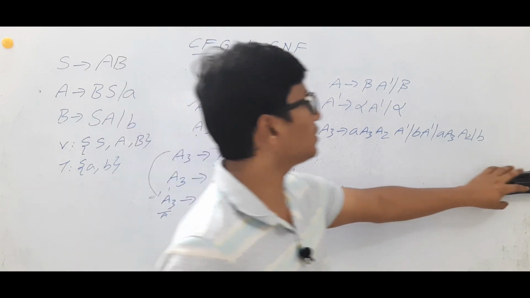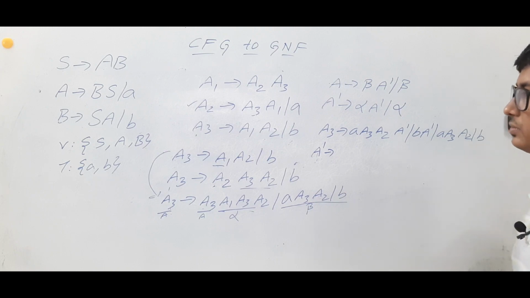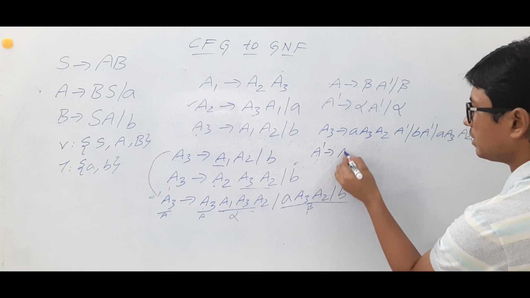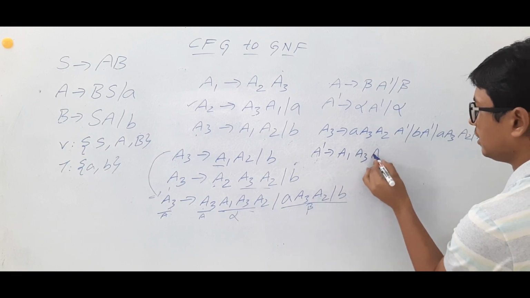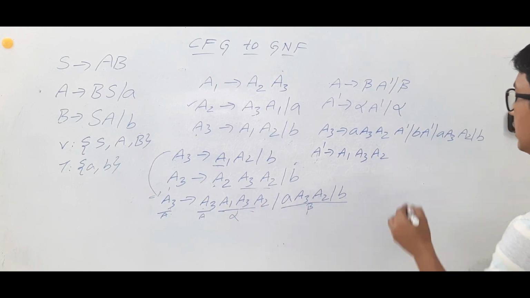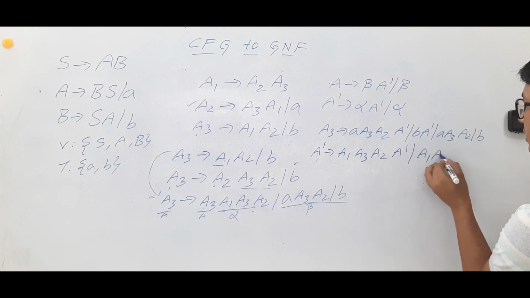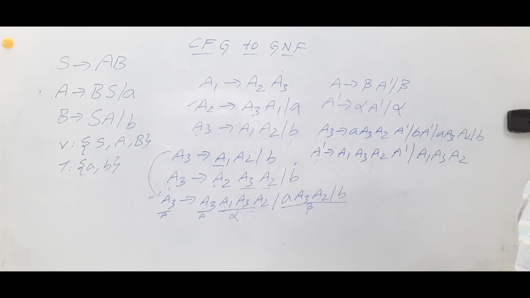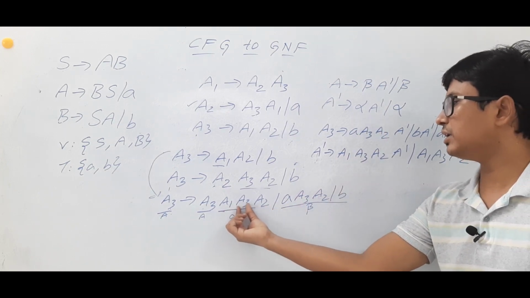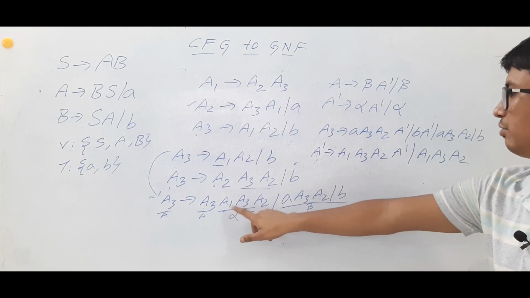Now we will see about this A dash. A dash determines alpha. What is my alpha? A1, A3, A2. Then my alpha is A1, A3, A2, A dash, or alpha, A1, A3, A2. So this is my A dash. A dash determines alpha. What is my alpha? A1, A3, A2, and then A dash or alpha, A1, A3, A2.